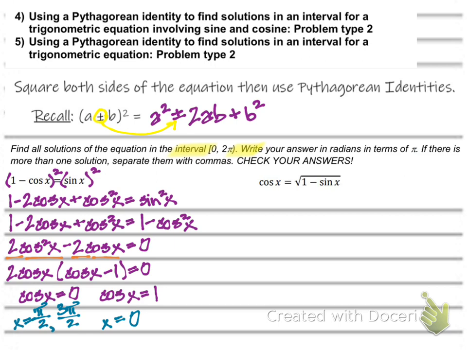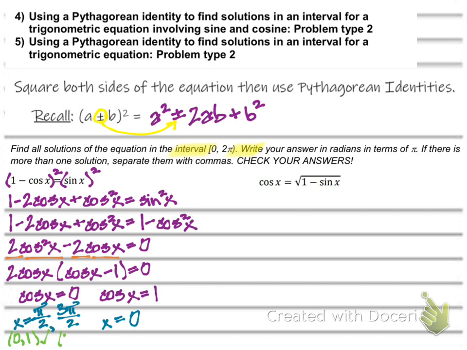But now we've got to check them. So let's think about pi over 2. We're going to go back to our original 1 minus cosine x equals sine x. So for pi over 2, that ordered pair is 0, positive 1, right? So let's see if it works. 1 minus 0 on the left equals 1 on the right, correct? So that one works. We're good.